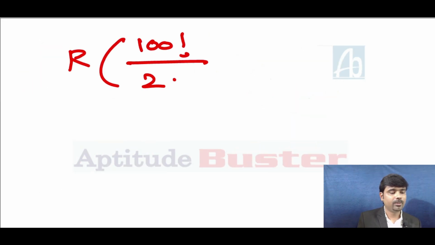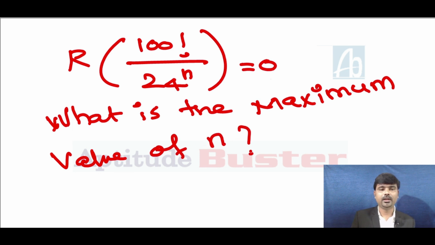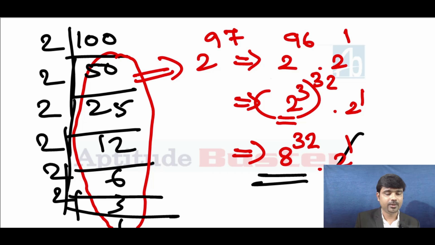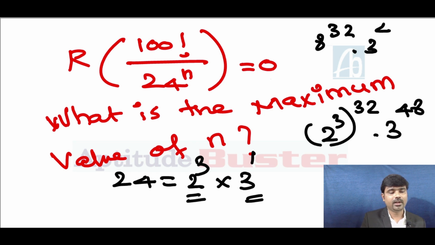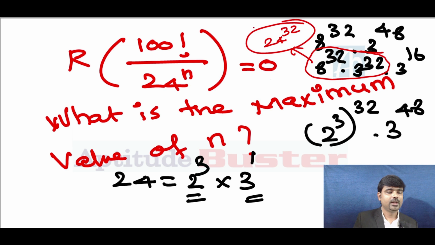100 factorial divided by 24 power n, the remainder is 0. The question is, what's the maximum value of n? We know the minimum value is 1. The question is, what's the maximum value? Here 24 is nothing but 2 power 3 into 3 power 1. We need to find out how many 8s are there and how many 3s. The number of 8s in 100 factorial is 32. So we need to find the number of 24s. 2 power 3 power 32 into 3 power 48 is 8 power 32 into 3 power 48, which is 8 power 32 into 3 power 32 into 3 power 16. Here 3 power 32 and 8 power 32 will make 24 power 32. So the value of n is 32.